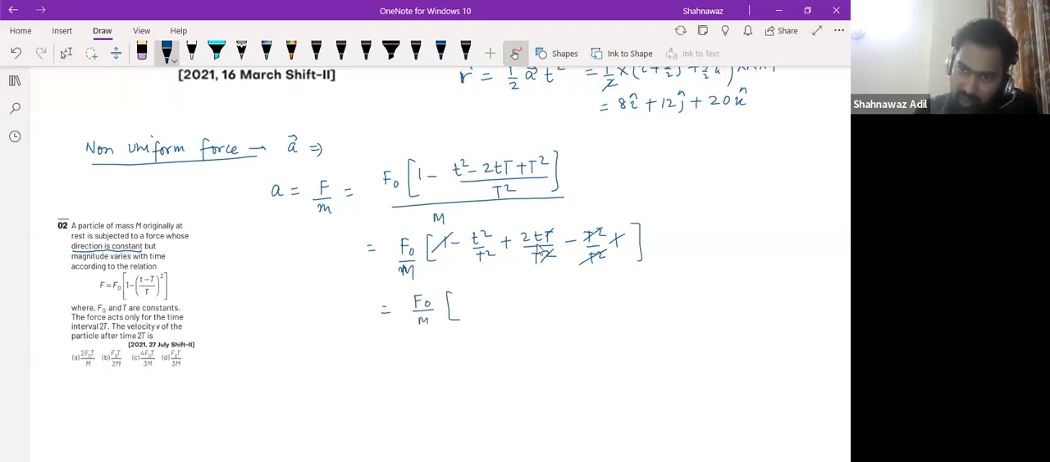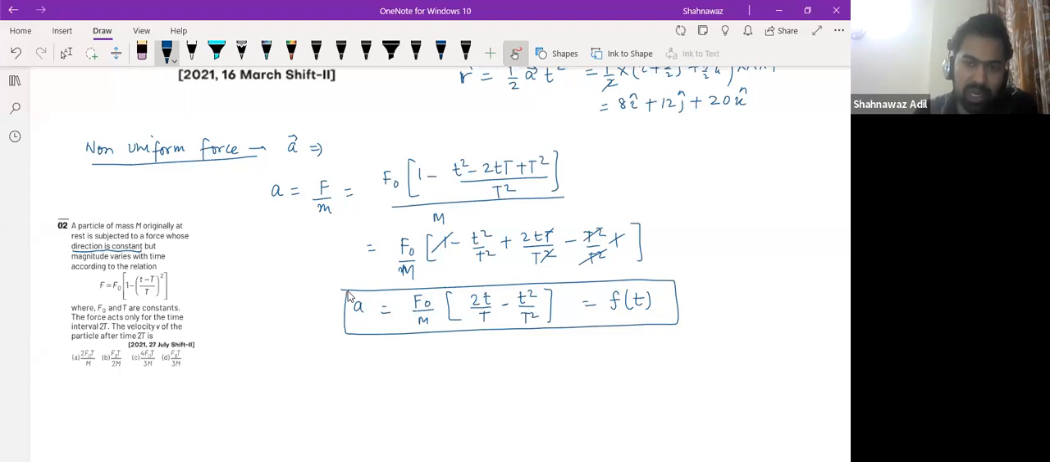Let's write the positive part first: 2t by T minus t square by T square. So this is your acceleration, and it is a function of time, so this is not uniform. So we cannot apply the equation of motion. We have to use the idea of calculus. So what do we have to find out? The force acts only for the time interval 2T, and we need the velocity v of the particle after time 2T.